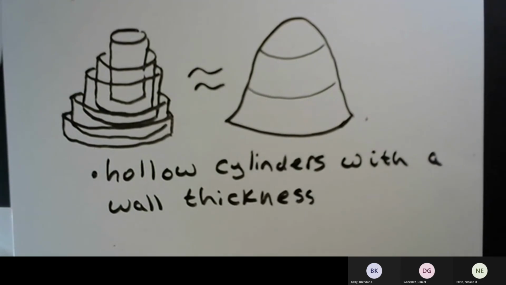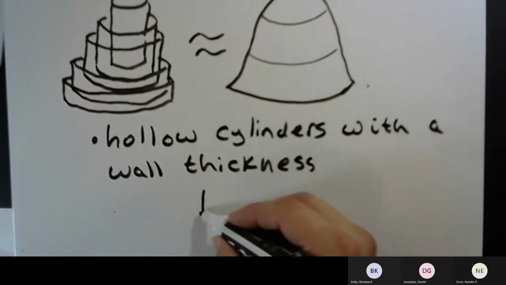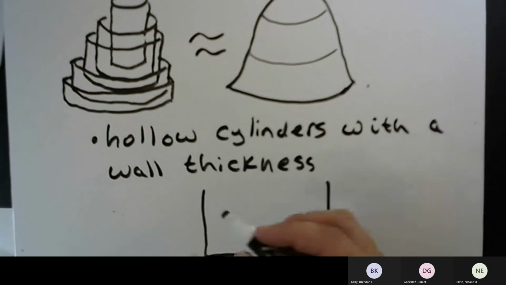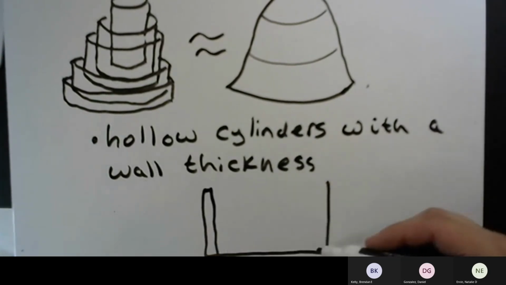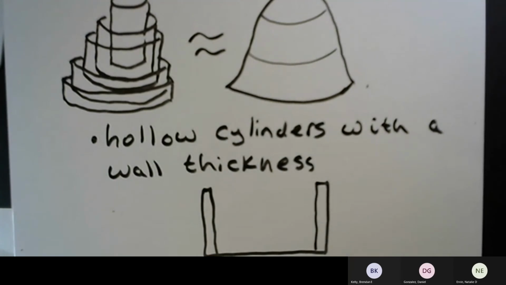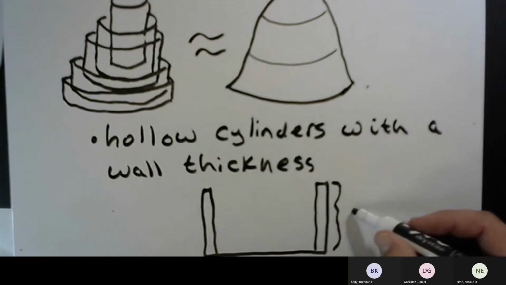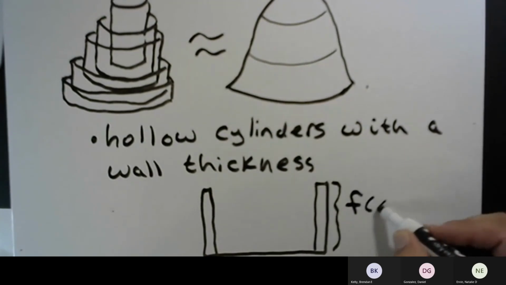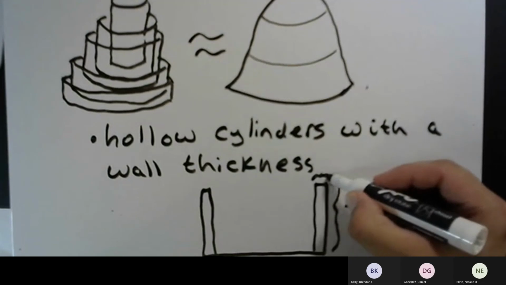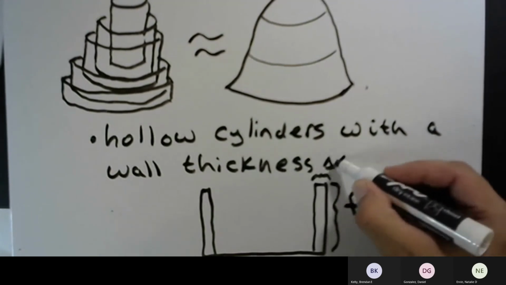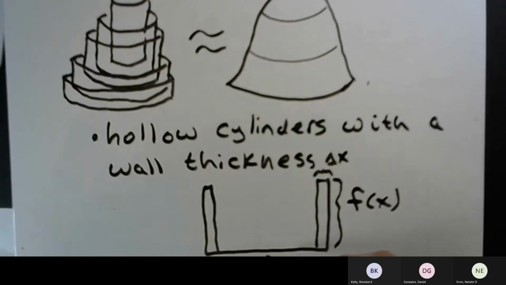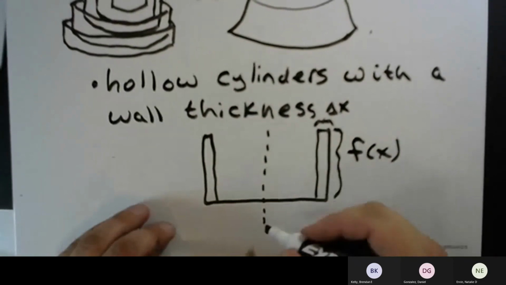So they're going to have a wall thickness. So it's going to be something like this. So this would be a cross section of one of these cylinders. And the height of these cylinders, it's usually going to be f of x. And there's going to be a width, delta x. And then the cylinder is going to be centered on some sort of axis.